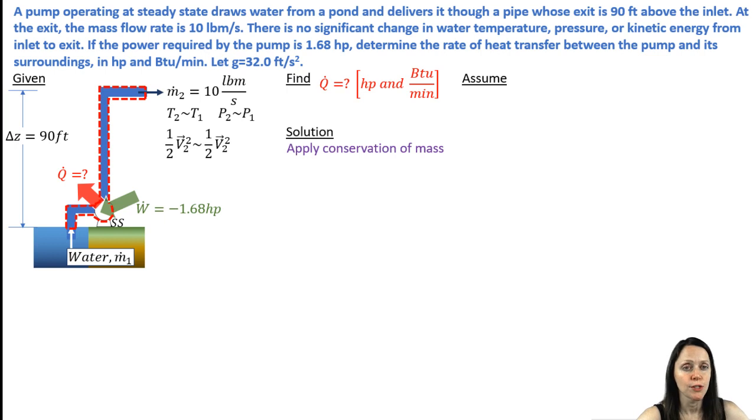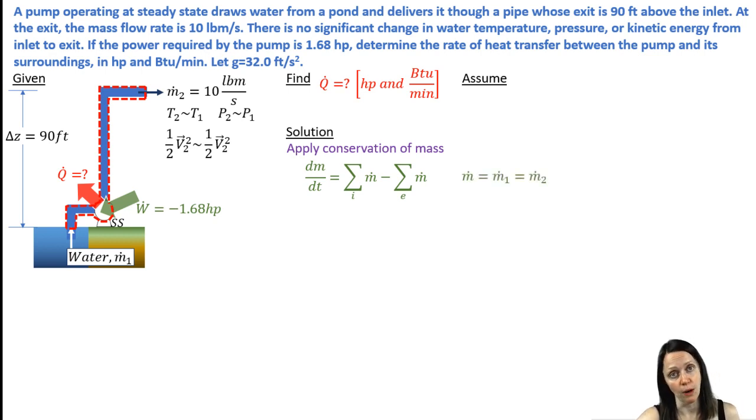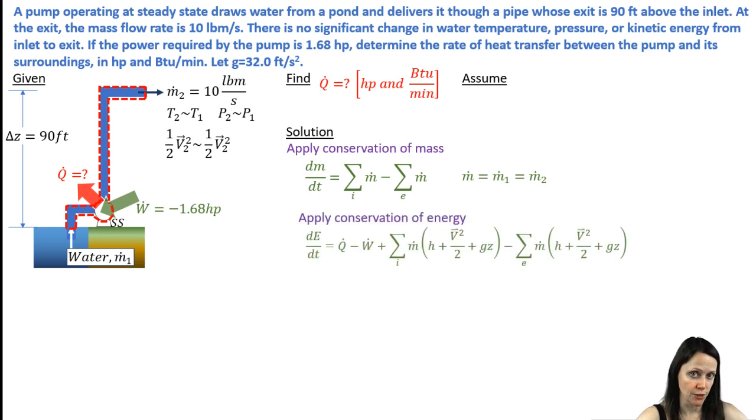And let's see. So the first thing I'm going to do is apply my conservation of mass. The dm/dt goes away because it's operating at steady state, and because there's one inlet and one outlet, the mass flow rates m dot 1 and m dot 2 are equal to one another. Then I'll apply my conservation of energy.